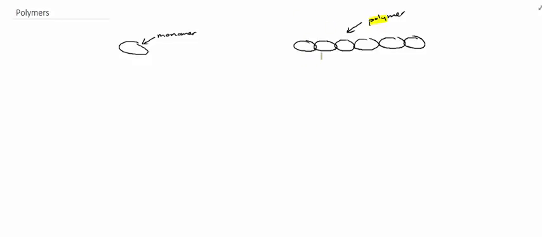Now the many parts of the polymer come from our monomers, but within our polymer chain we will also be able to identify a section that repeats over and over again, and we call that a repeating unit.